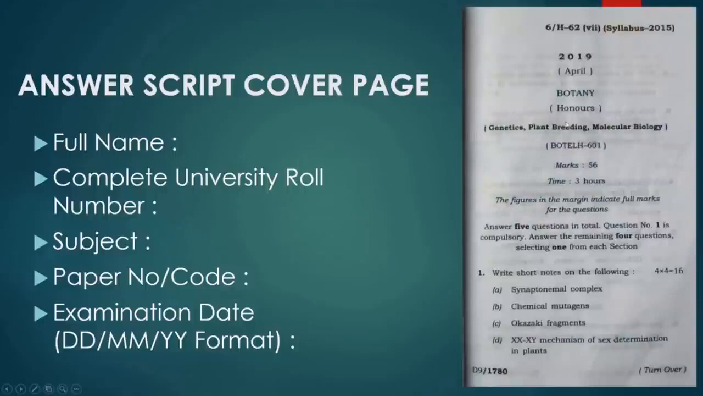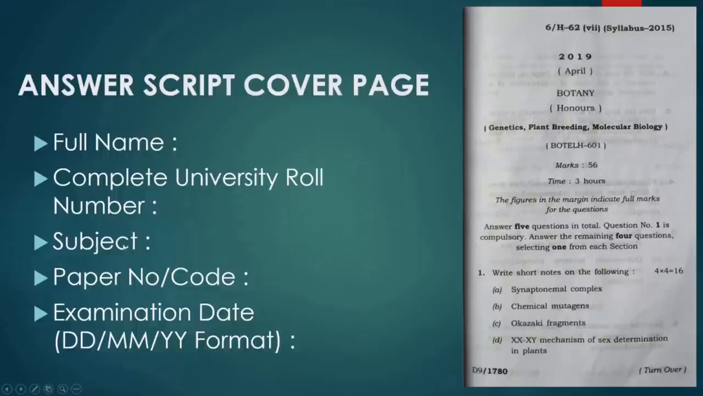If you look at this botany question paper, you will find at the top all the details regarding this particular paper. Right at the top here, there are some codes which are not important for us. This, of course, 2019 is the year of the exam. April is the month the exam is being conducted in. And below the month, that botany is the subject.